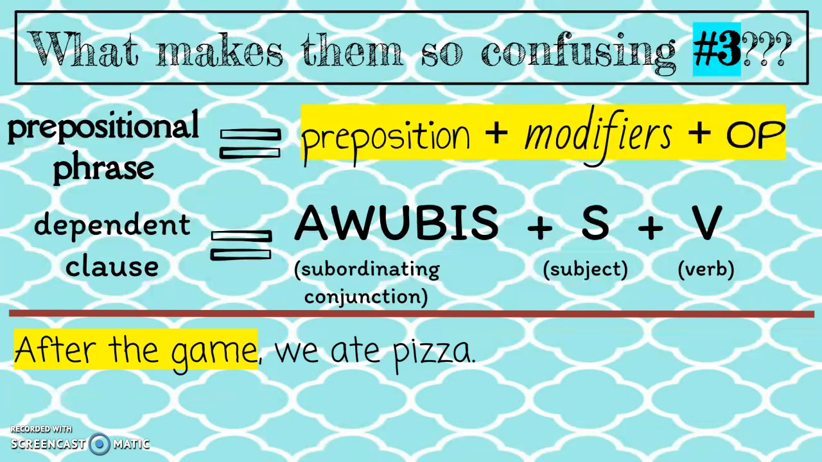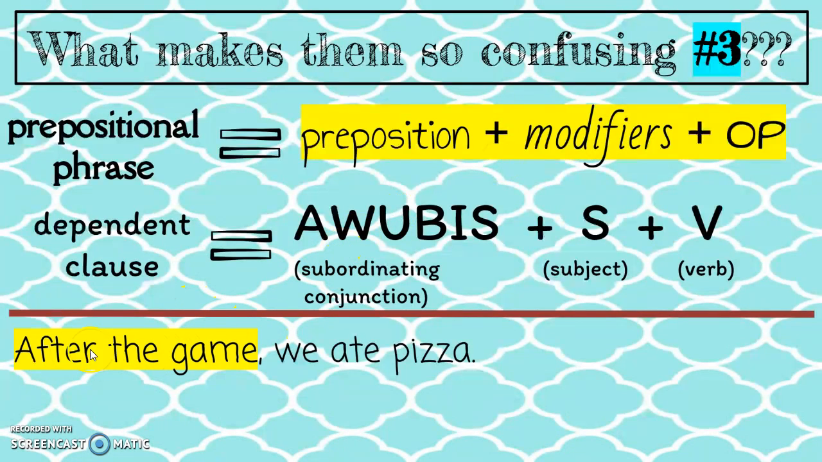So let's look at a sentence. After the game, we ate pizza. "After the game" looks like a prepositional phrase. I'm going to check it with my formula. Does it start with a preposition? Does it have a noun at the end? Game. Does it have modifiers in the middle describing the game? The game. So "after the game" is a prepositional phrase.